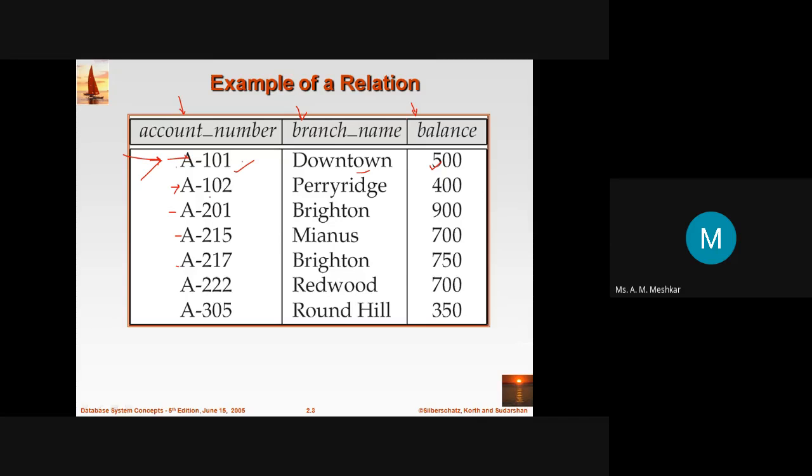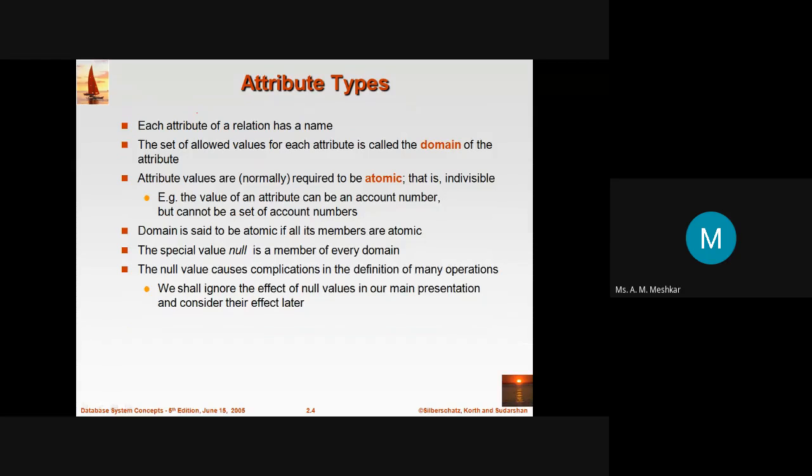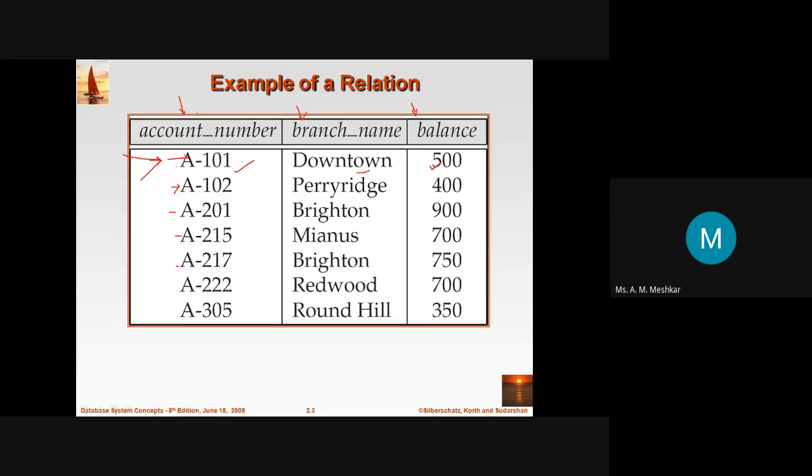Okay. So every relation consists of multiple records, and each record will be described by the attributes, which are represented by the column names. Then let us go into the details of attributes. What is attribute type? Every attribute of the relation has a name. As we have seen in this relation, account number, the first attribute, then branch name, balance. This is actually representing the account relation.